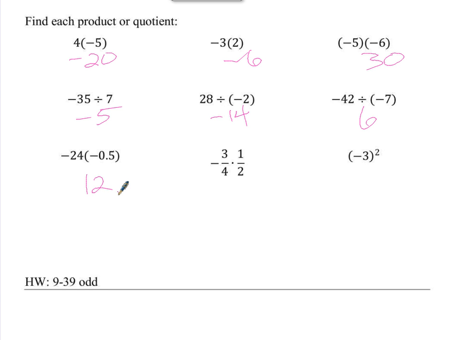How about negative 3/4 times 1/2? It will be negative. We multiply across and we get 3 times 1, which is 3, and 4 times 2, which is 8. Does 3/8 reduce? No. So negative 3/8 is the answer. Finally, negative 3 with a 2. What does that say? That's an exponent of 2. So how would I read that? Negative 3 squared is negative 3 times itself, negative 3. What's negative 3 times negative 3? Positive 9. And that's the answer.